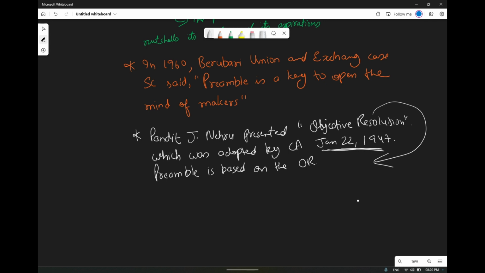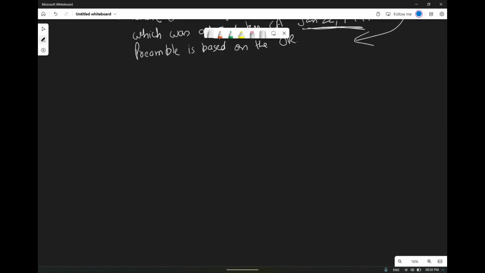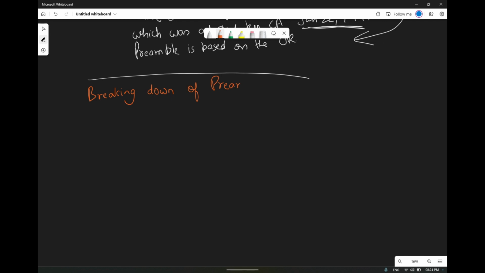Okay, so I guess now we have a clear picture in our mind of what exactly this preamble is. Now we'll try to break down the preamble, breaking down the meaning of the preamble of India.